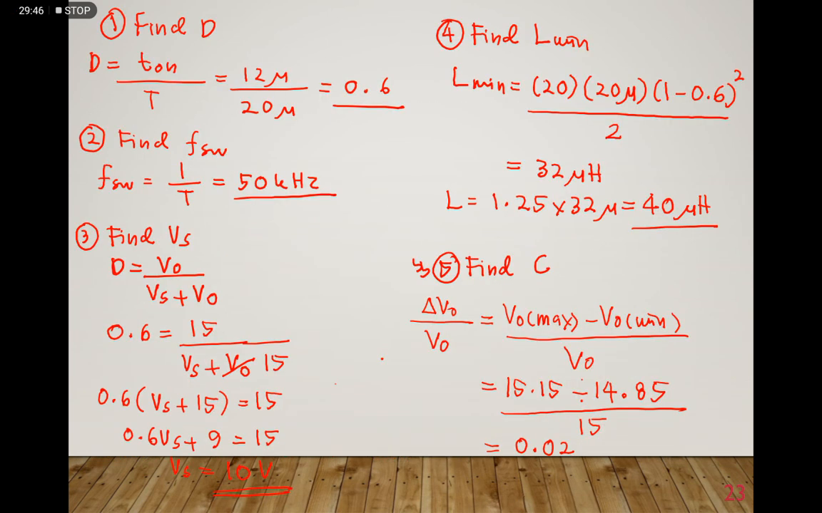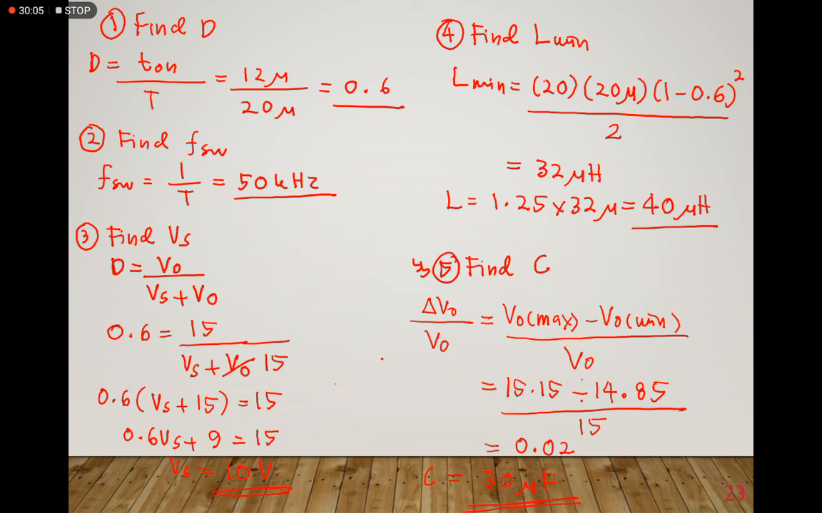Okay, and then once you get this one over here, you can substitute in finding your C. So the value of the capacitor you should get is 30 microfarad. Okay, so that's it, the solution for example number 3.